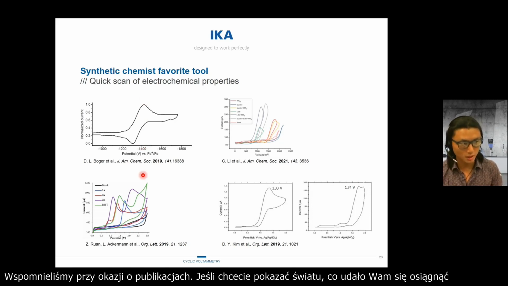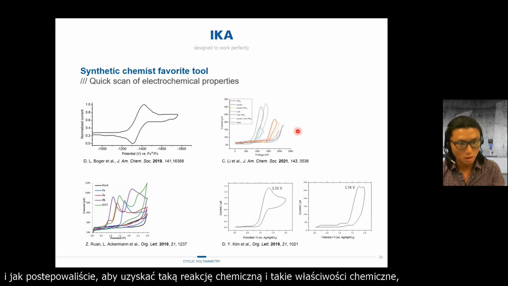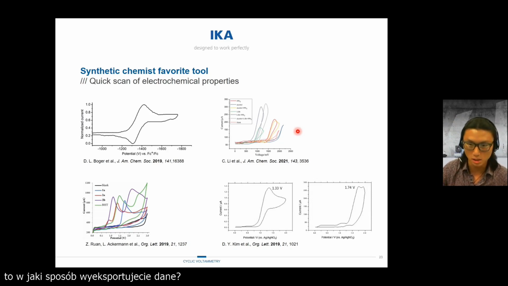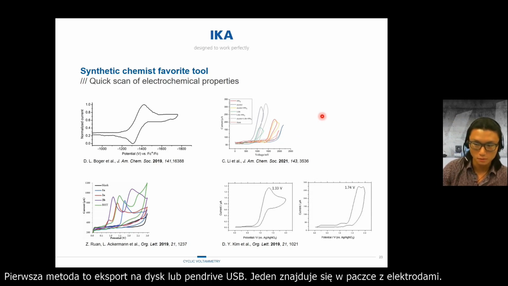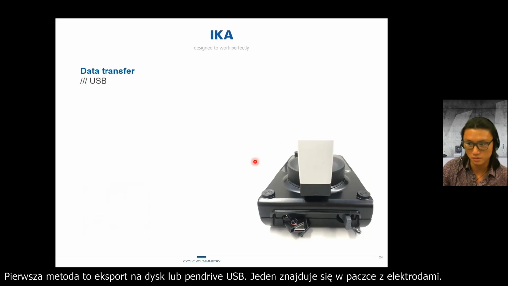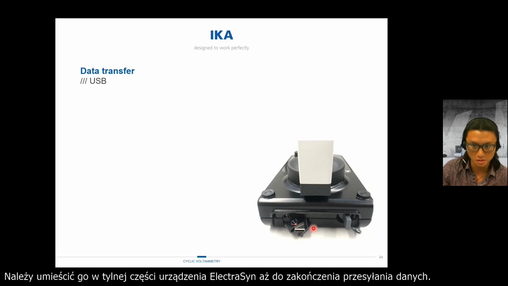But since we have talked about publication, you want to show the world how you approach this property of the chemicals, electrochemical property. So how do we export the reaction data? The first method, you can always use a USB flash drive to export the data. The USB flash drive comes with the CV electrodes, and it can be inserted behind electrocene the device, and then you can finish your data transfer.